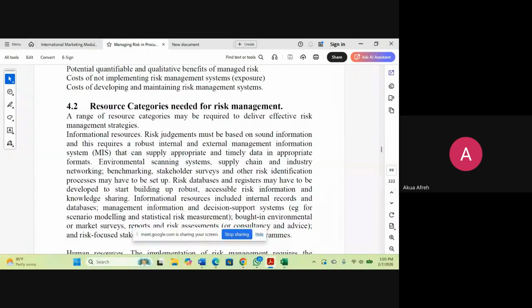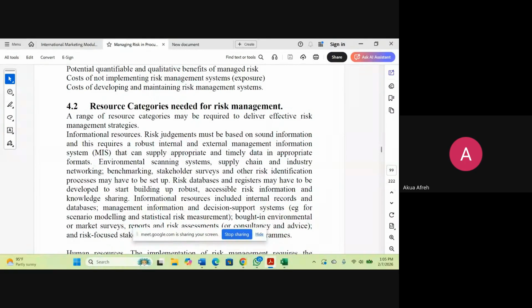So for us to be able to manage our risk effectively, we need financial commitment, which is a resource. We need support from our management, which is a resource, and it should be a priority for the organization.